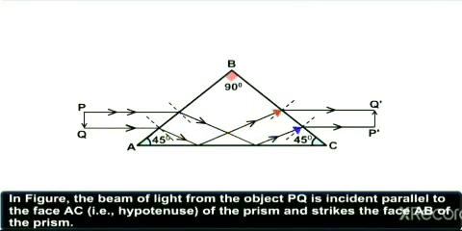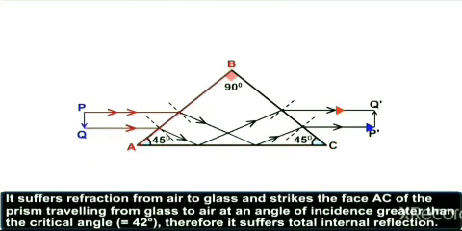In figure, the beam of light from the object PQ is incident parallel to the face AC, that is, the hypotenuse of the prism, and strikes the face AB of the prism. It suffers refraction from air to glass and strikes the face AC of the prism, traveling from glass to air at an angle of incidence greater than the critical angle, which is equal to 42 degrees. Therefore, it suffers total internal reflection.